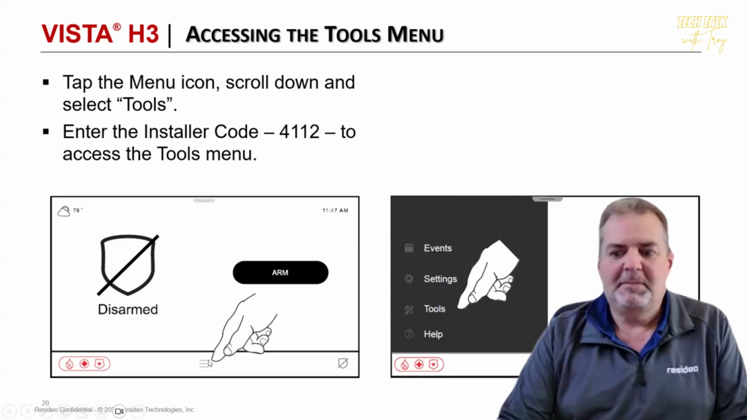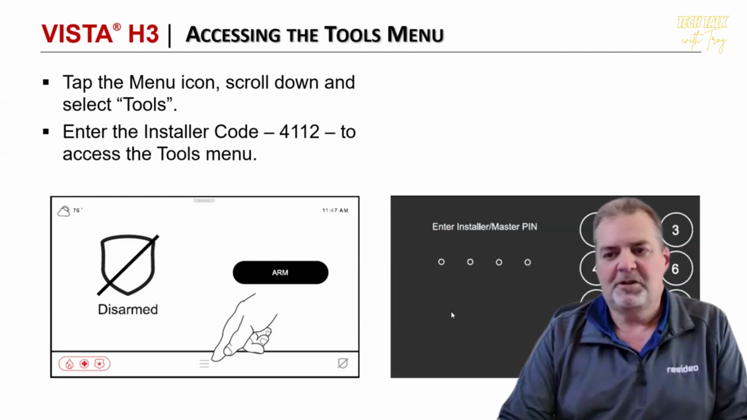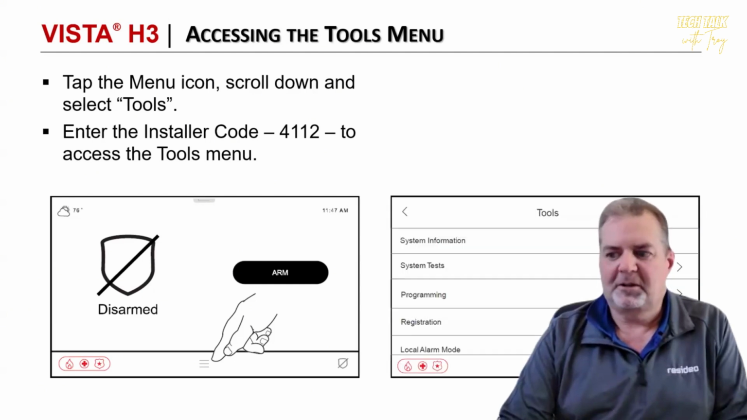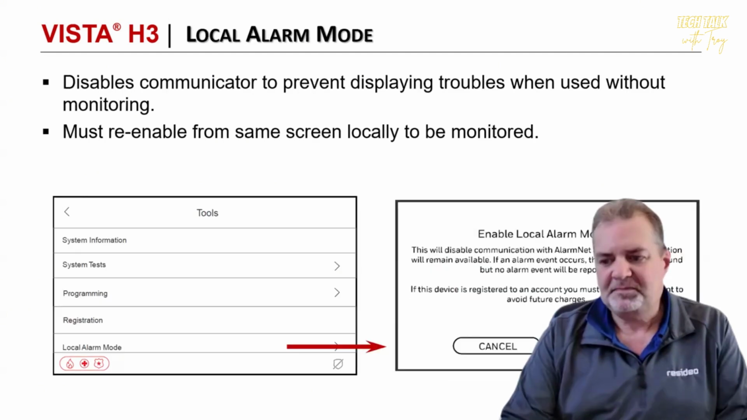On the touch screen, you've got the menu button at the bottom of the screen. You tap the little menu icon. You can scroll down to tools. And of course, you'll enter 4112 as the installer code, and it brings you into the programming menu.